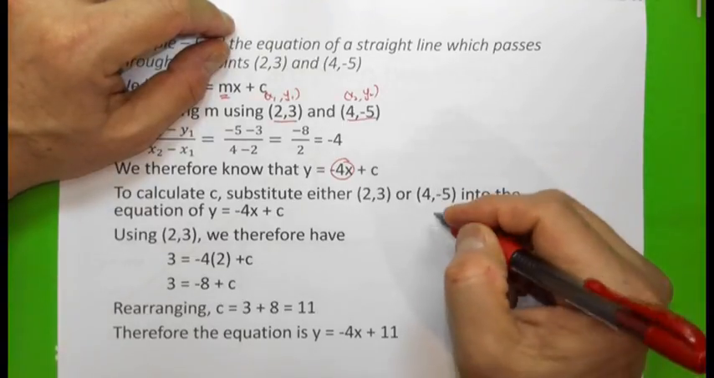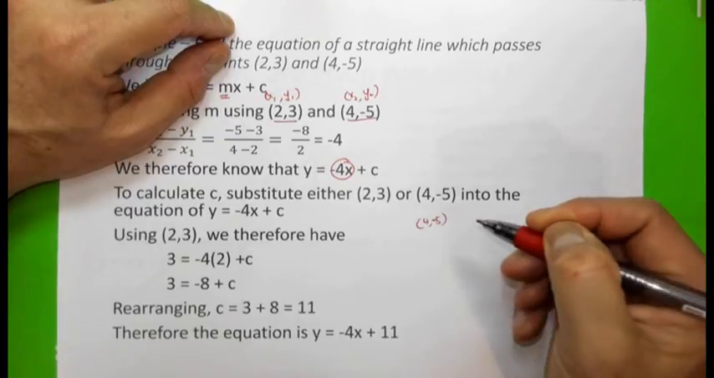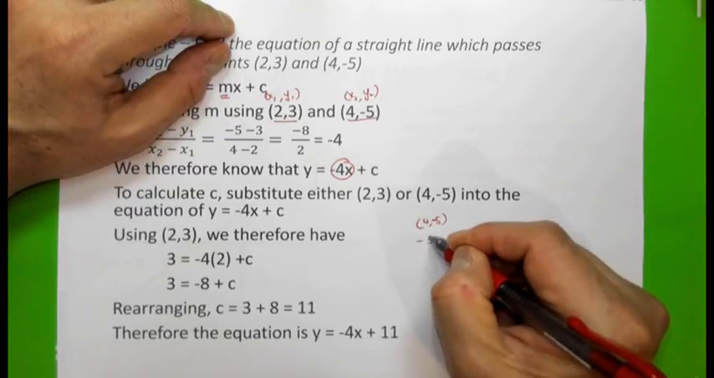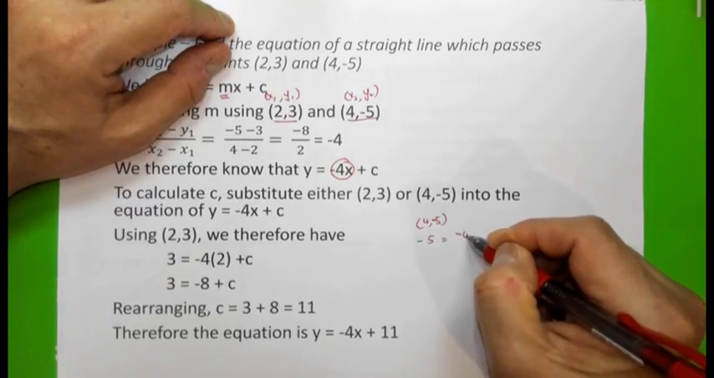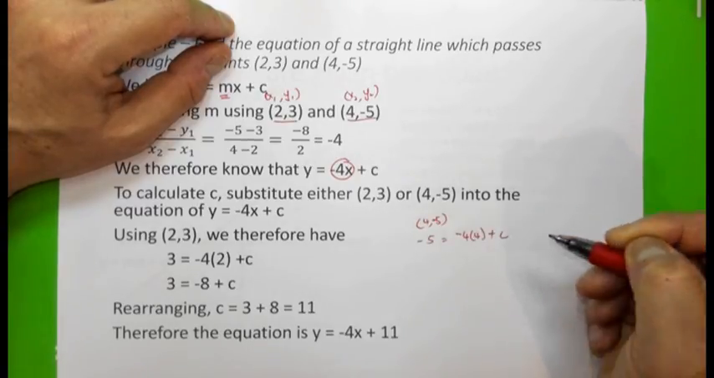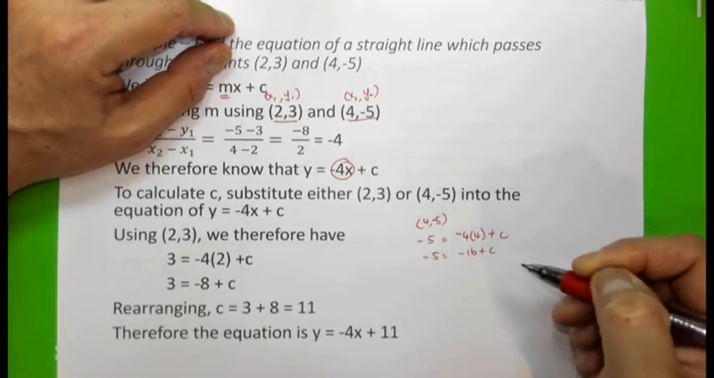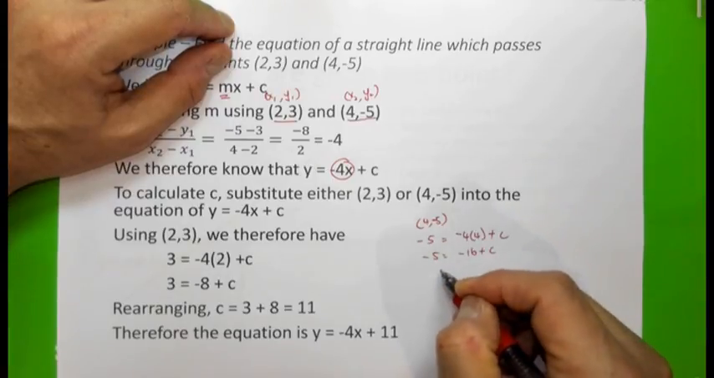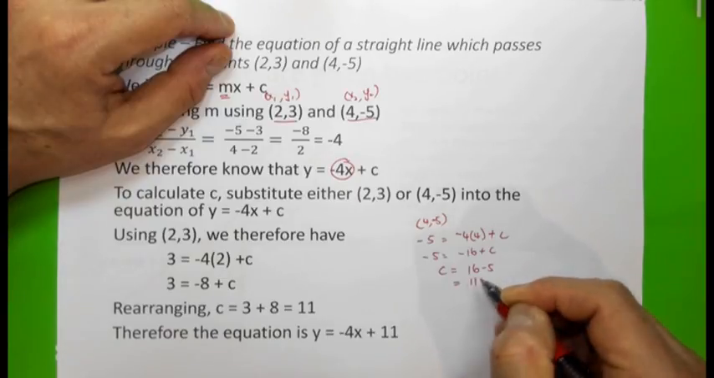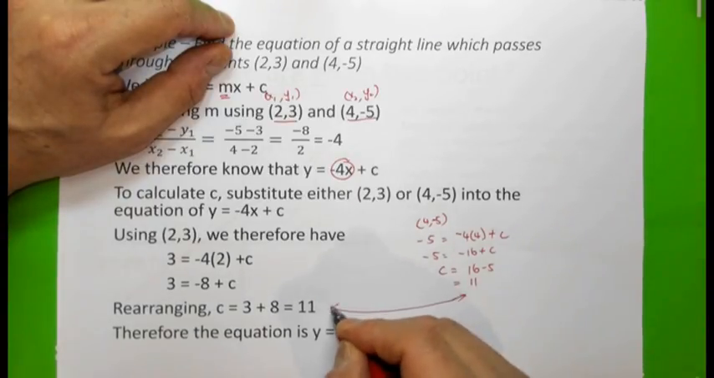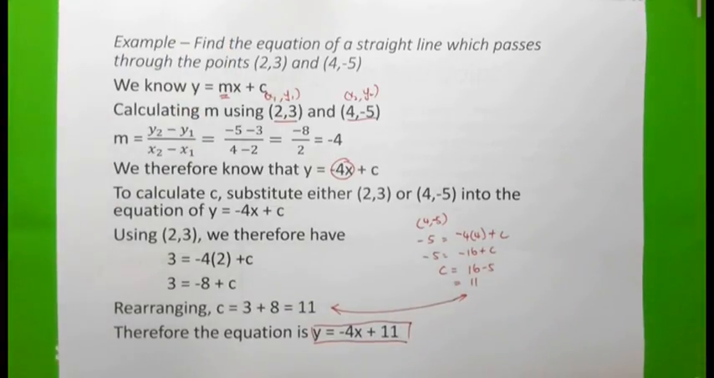How about if we use (4, minus 5)? We know that x is 4 and y is minus 5. So minus 5 equals minus 4 times 4 plus c, which is minus 5 equals minus 16 plus c. Rearranging, we know that c therefore equals 16 minus 5, which equals 11. Same result, and therefore the equation is y equals minus 4x plus 11.